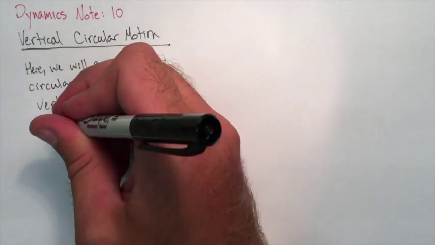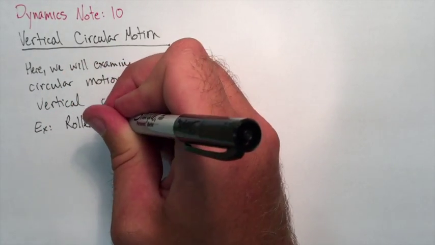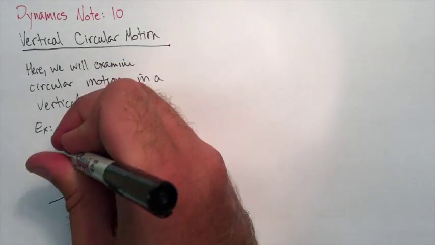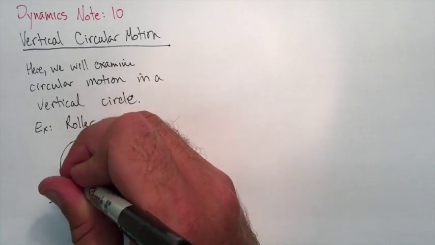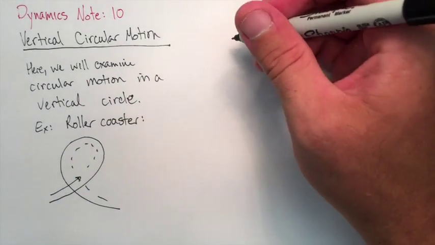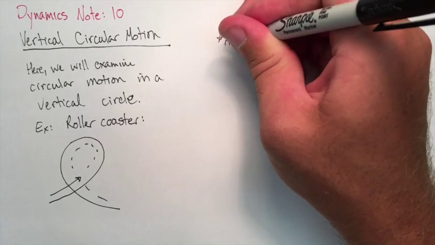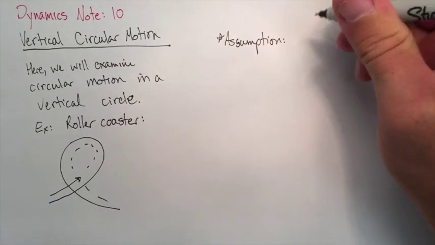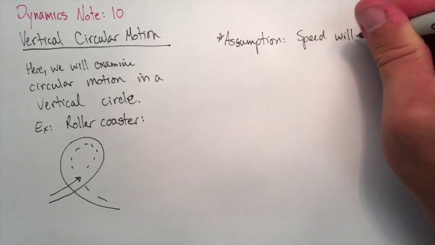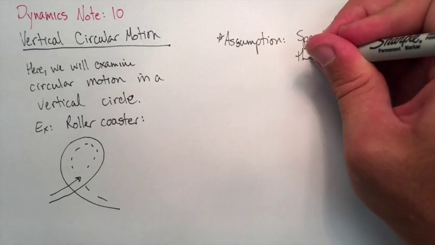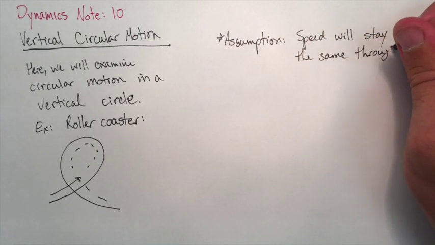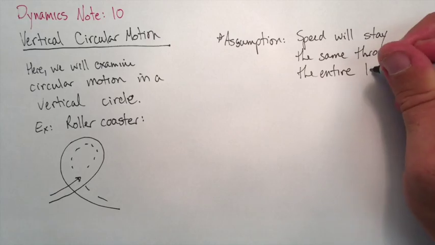So we can draw a picture, just so you have it in your notes. A roller coaster here just doing a loop. The people will turn upside down and feel different forces. One assumption we need to make in vertical circular motion is that the speed of whatever object is doing the circular motion will not change. So it's going to stay the same through the entire loop.